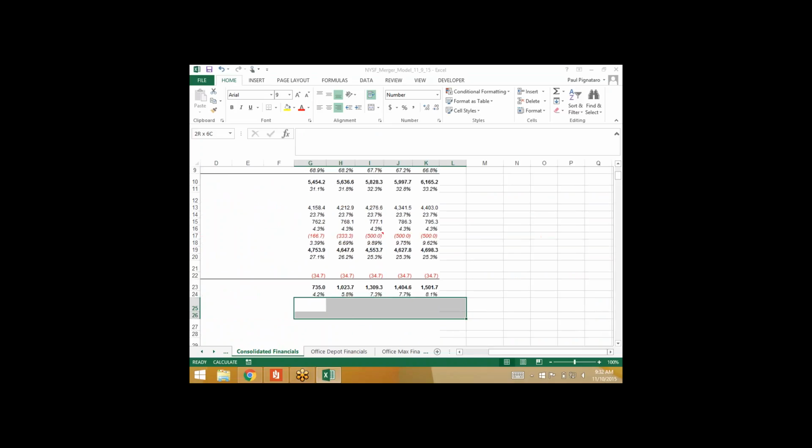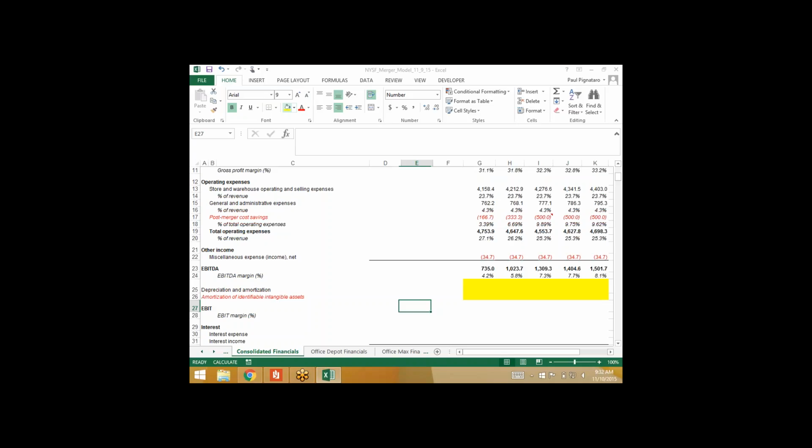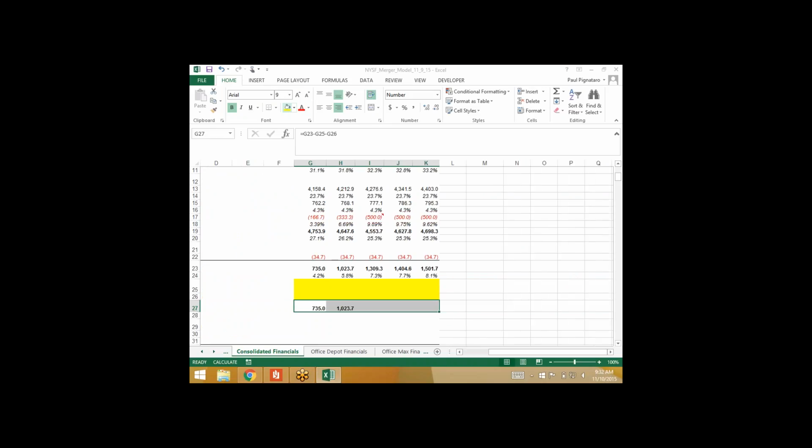D&A, like any full-blown model, leave empty until we get that schedule in. If you really want a first cut understanding, you could just do acquirer plus target D&A now, knowing that you'll overwrite it later. I just don't want to confuse. And then EBIT is, of course, EBITDA minus each individual depreciation and amortization flow. And then you can calculate the margin.